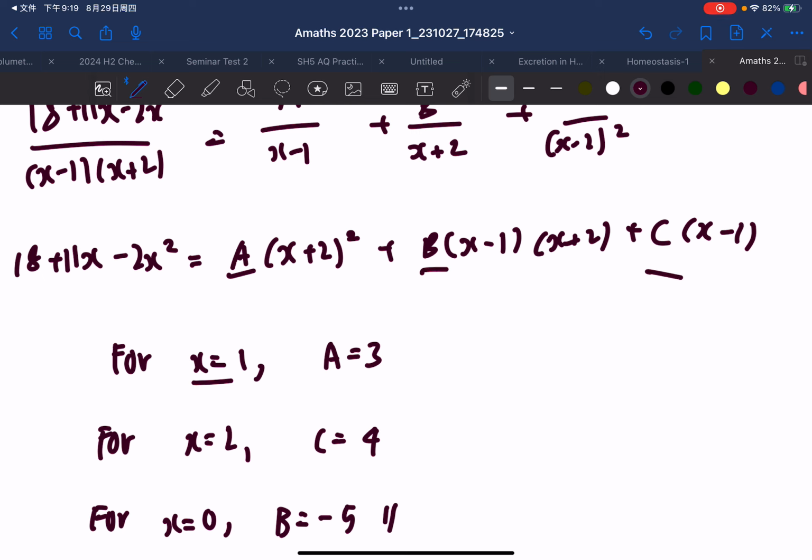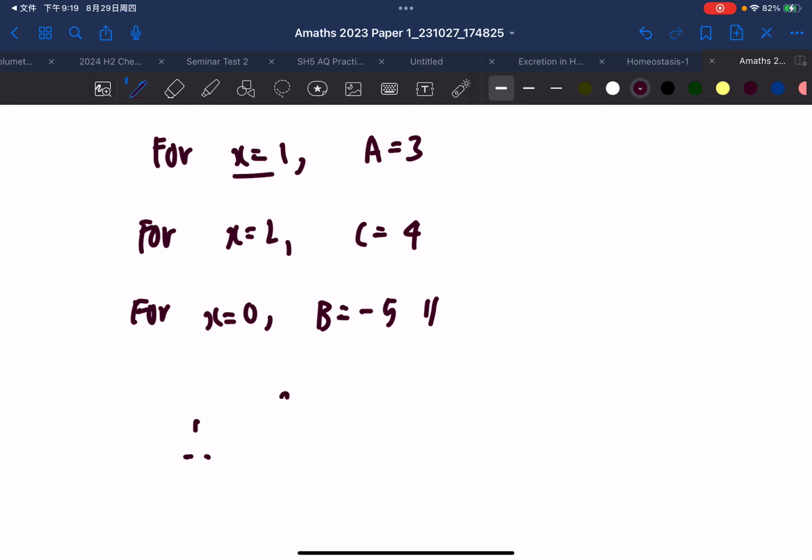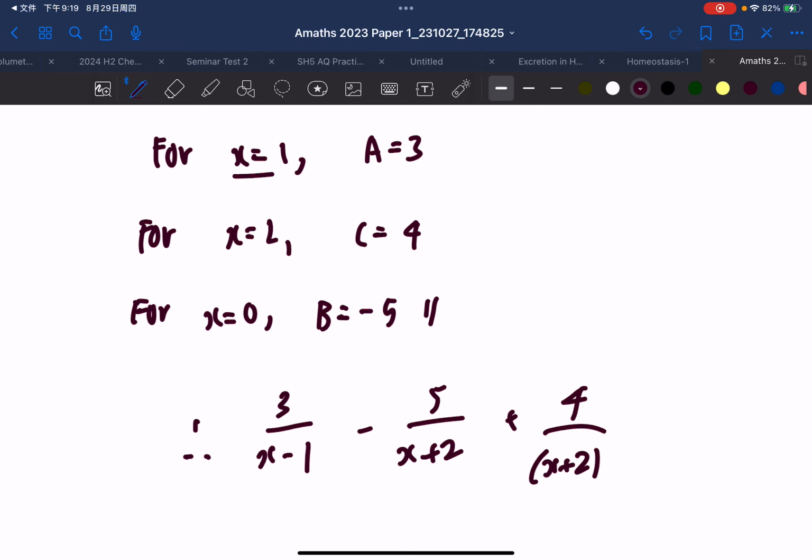Let's say I sub in x equals 1. My B will be equal to 0. Why? Because 1 minus 1 is 0. My C also becomes 0. And in that case, I'll be able to solve for A, because the only unknown that I am left with is A. So that's how it works. Then I must remember to rewrite the fraction. If not, I will lose 1 mark.